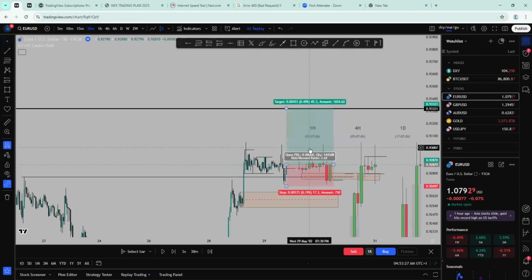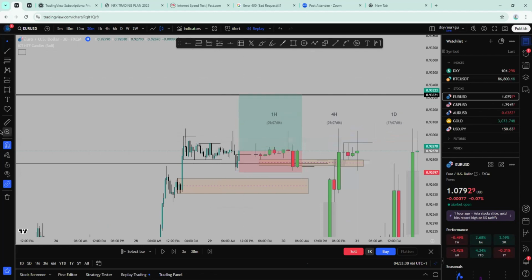How many people will be buying with me on this trade? Who's going to be buying? If you're going to take this buy, you put 1 on the chart. If you're not, put 0. If you're going to take this buy, put 1 on the chart. If not, you put 0. Let's go, let's go, let's go. If you're not buying, you put 1. If you're buying, you put 0.